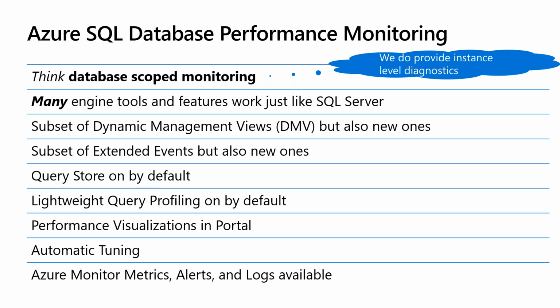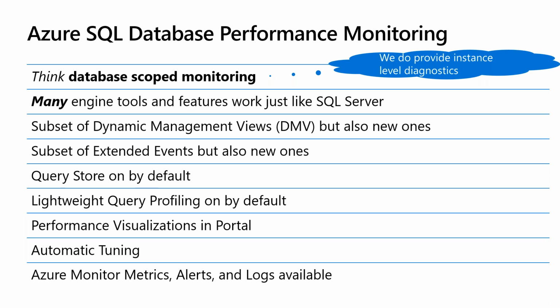Same thing for extended events. The common things you need to do performance monitoring for a database are going to be available for you. Things like query store, lightweight query profiling, those are on by default. And then there's some additional new things, which we're going to show you in a little bit deeper dive here in a second. You're getting some new visualizations in the portal for things like the query store. And you're actually going to get something called automatic tuning, which I'll describe here in more detail to show you what does that mean? What do we mean by the word automatic tuning?